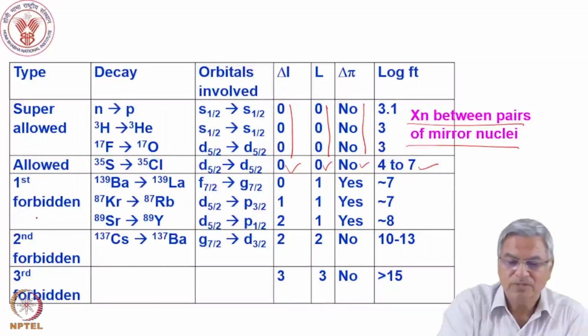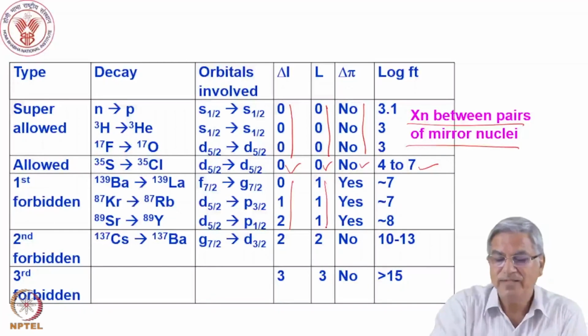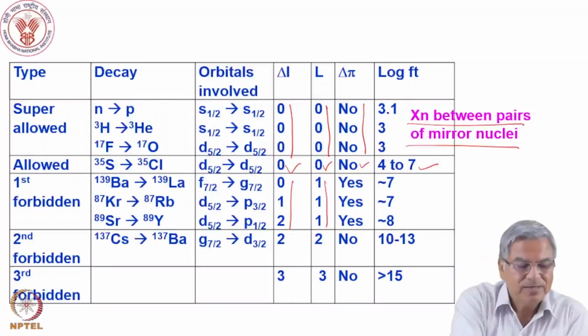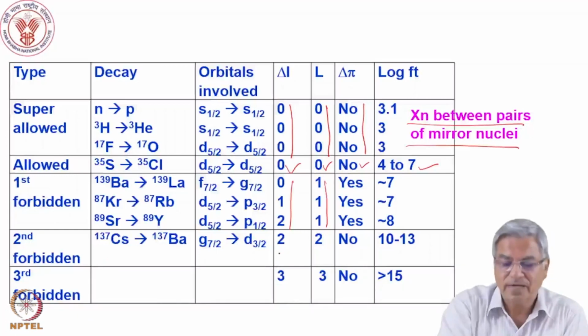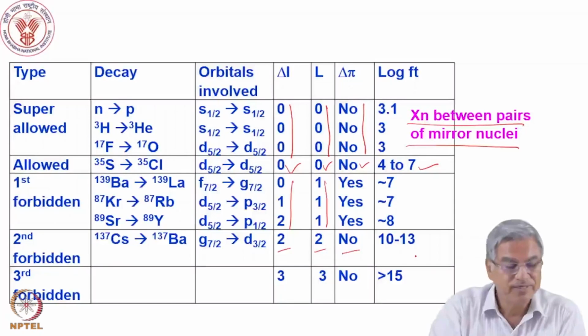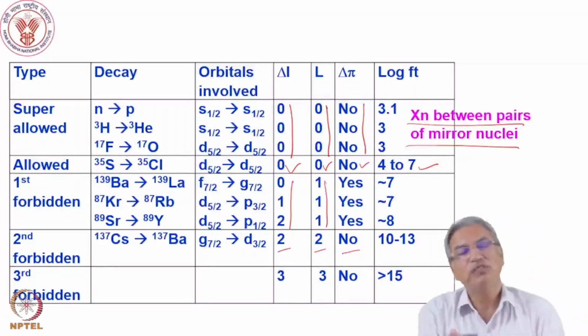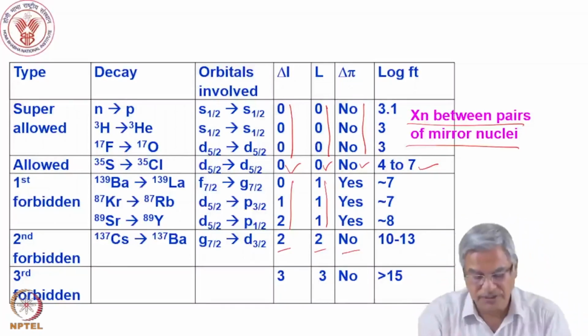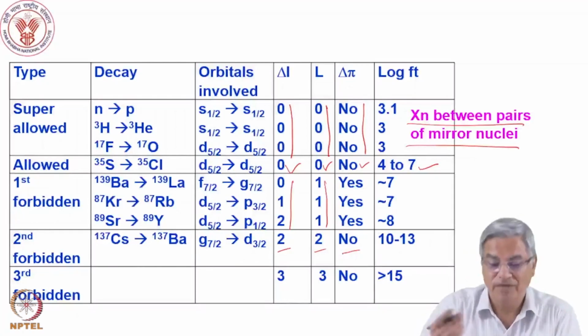First forbidden, now you can see delta I is 0, 1, 2, L value 1, and there is a change in parity. So log ft values are higher. And second forbidden, again, delta I is 2, L is 2, no change in parity, 10 to 13 log ft. Third forbidden, and so on. So as you go to higher and higher forbiddenness, there is a rise in the L value.